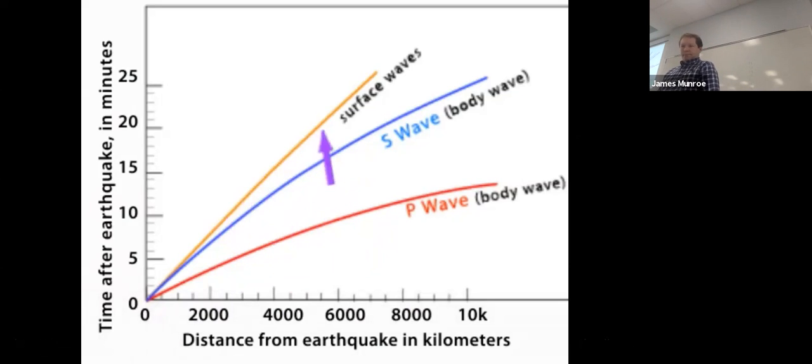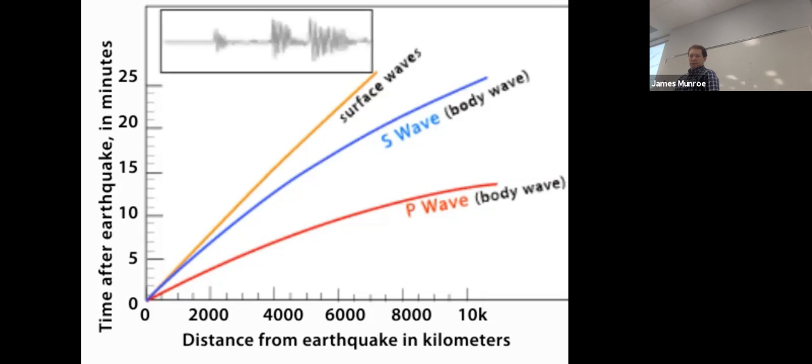And here's surface waves. Notice, when you're within a few hundred kilometers of an earthquake, the S waves and the surface waves are basically not distinguishable from one another, but they are distinguishable from the P waves. And this difference in time is sort of linear with the distance that you are from an earthquake. So for a regional earthquake, it's actually pretty easy to do this exercise.